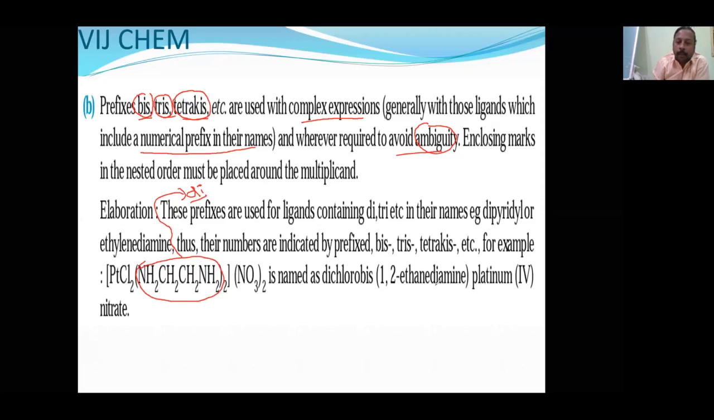Here, di is already there. If I write di again, this will be mistaken. So bis will indicate the number of ligands present. Is it clear to you? This prefix bis, tris, tetrakis is used only when the ligand already contains a numerical prefix in its name itself. If it is 2 times, bis; 3 times, tris; 4 times, tetrakis. So this is about the two types of prefix. I think up to here it is clear to you.